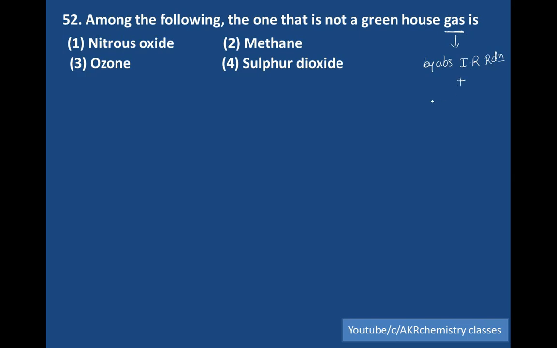And it also traps the excess heat which is present in the atmospheric air, and is called a greenhouse gas. Examples: nitrous oxide, methane, ozone. These are the three examples of greenhouse gases, whereas sulfur dioxide is not a greenhouse gas. So the fourth option is the right answer.